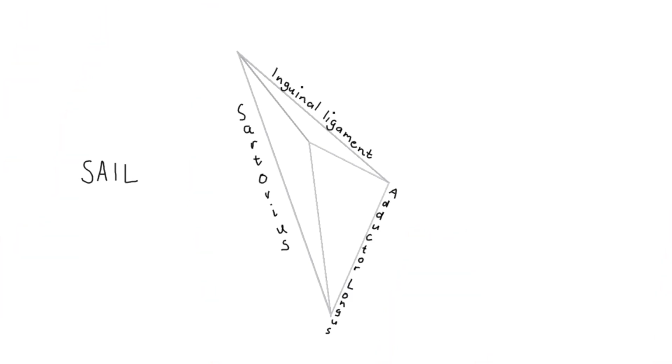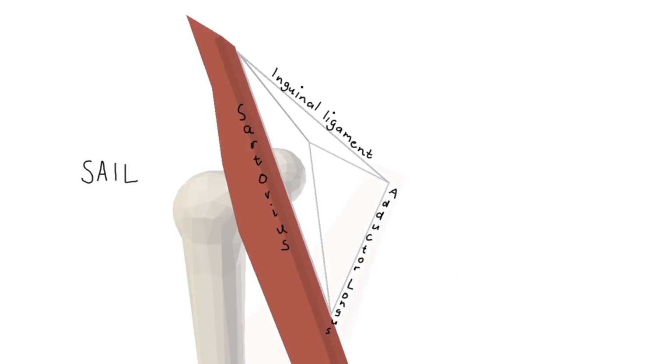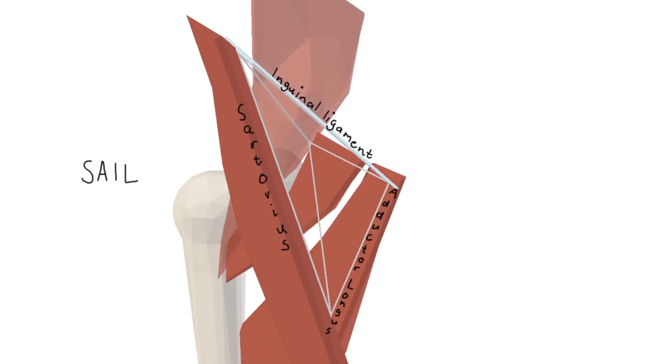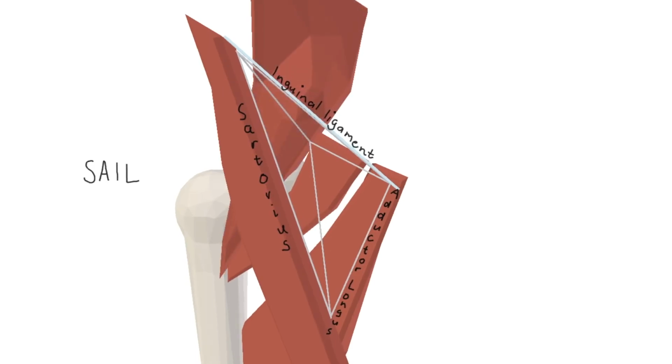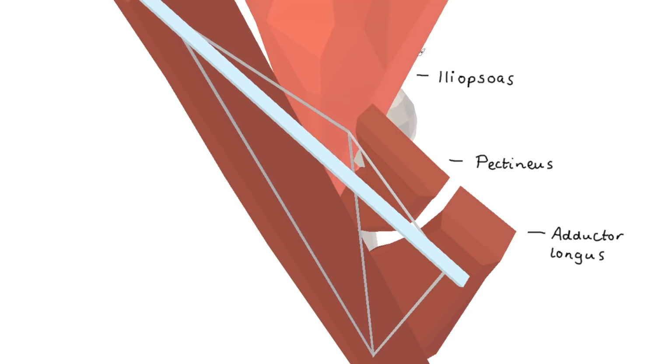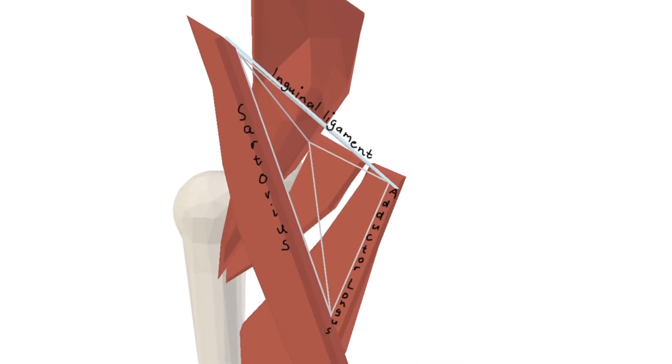Let's get rid of this 2D image and bring in some 3D elements now. Got the femur there, sartorius, adductor longus, the inguinal ligament, and then down the back, pectineus and iliopsoas. So the floor of the femoral triangle is made up by the body of adductor longus, the body of pectineus, and a little bit of iliopsoas as well. Again, the floor of the femoral triangle is made up by adductor longus, pectineus, and iliopsoas.